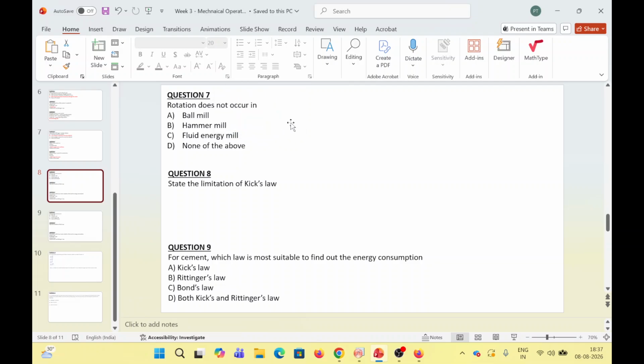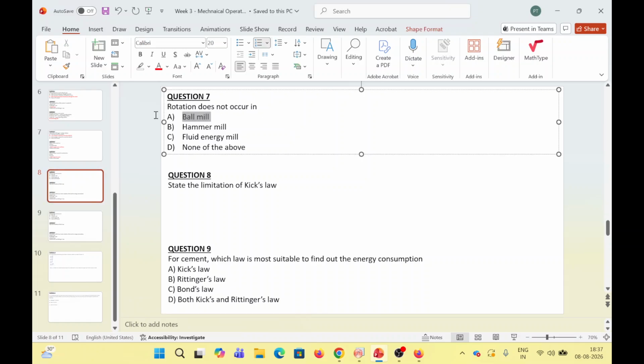Rotation does not occur in which of the following mills? Ball mill, hammer mill, fluid energy mill, or none of the above. Obviously, one option can be neglected because you now know that in ball mill rotation happens, so this can be neglected. Now, between hammer mill and fluid energy mill, in which does rotation not occur? Be careful, rotation should not happen.